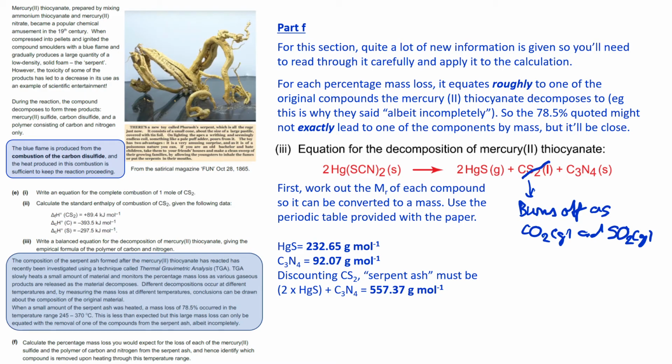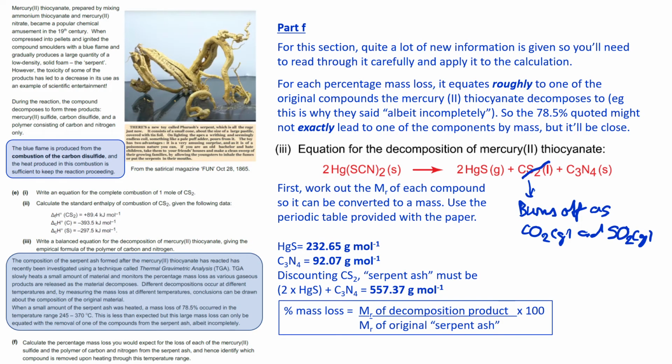So if we work out the Mr of each compound, our mercury 2 sulfide is 232.65, again using the periodic table provided with the paper, not values that you might remember from your own periodic table. Your C3N4, as it stands, is going to be 92.07 grams per mole. So getting rid of the CS2, the serpent ash must be 2 lots of HgS and 1 lot of C3N4, which gives us 557.37 grams per mole.